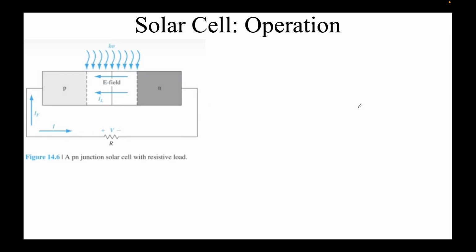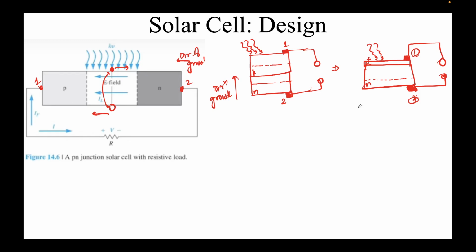Now let me talk a bit about the operation. In the first, I think second or third slide, I mentioned that it works on the photovoltaic principle. That is, it does not need any battery to operate. Okay, so you're told p plus. Yes, so majority carriers are holes in the p side. But when the electron hole pair is generated, that's what I was coming to.